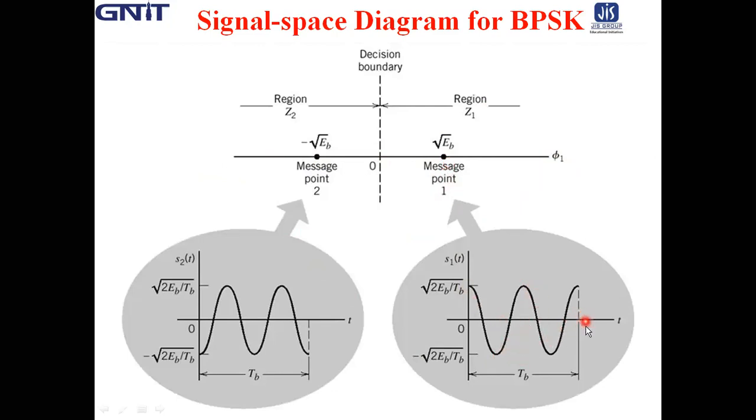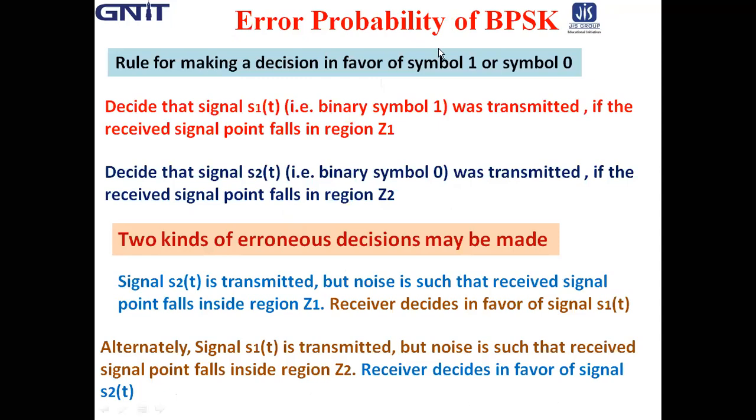See, this is the time domain waveform. And for message point 2, symbol 0, it is just shifted, with no difference in amplitude, only a difference in phase. So a phase difference is present between message point 1 and message point 2, and this phase difference is 180 degree. Now we have to calculate the error probability of binary PSK.